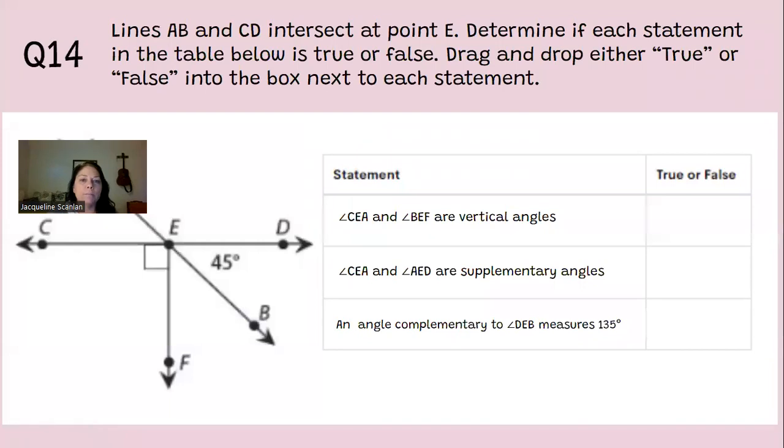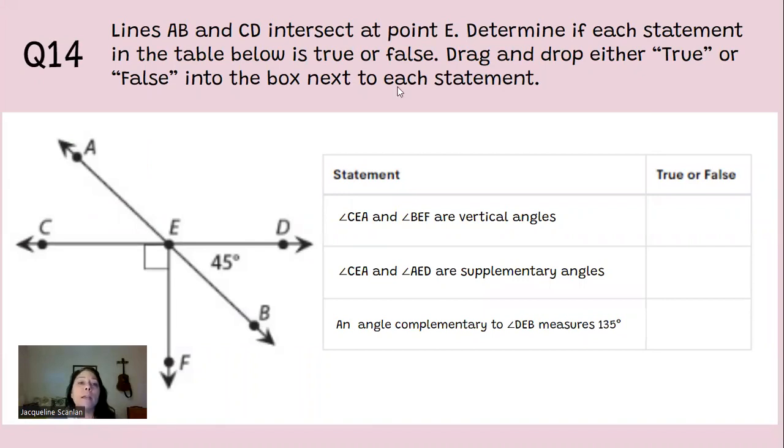Question number 14. All right, this is a multi-answer question. Question says lines AB, and I'm going to highlight those for you in a minute, lines AB and CD intersect at point E. Determine if each statement in the table below is true or false. Drag and drop either true or false into the box next to each statement.